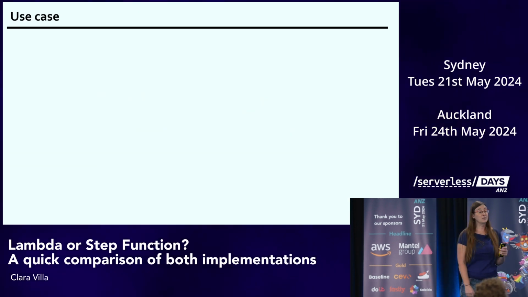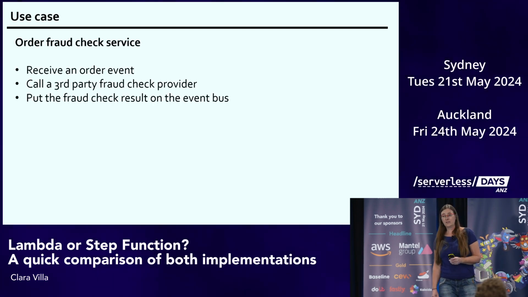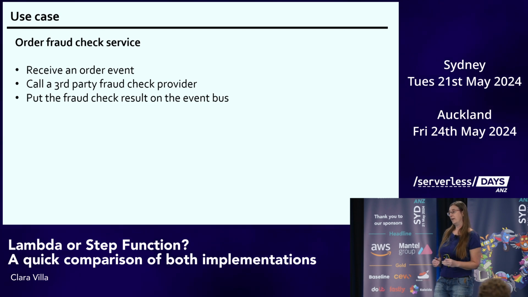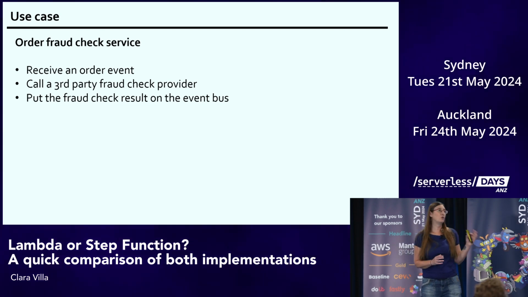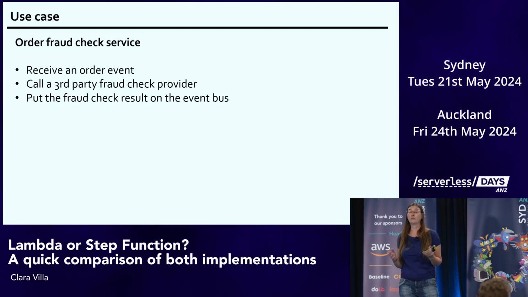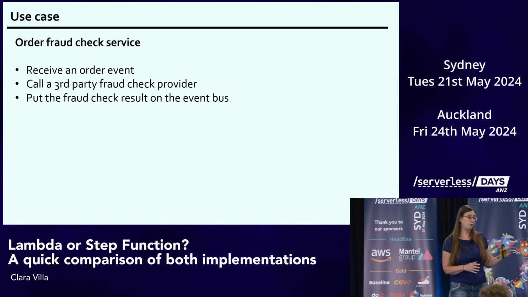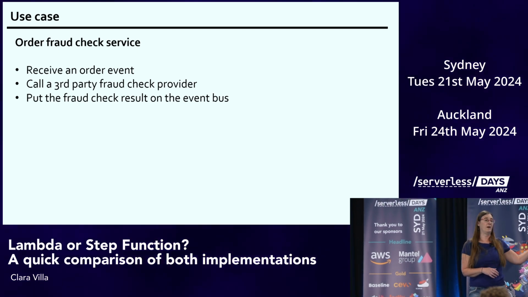So our use case for today is you're going to get tasked to build an order fraud check service. You're going to receive an event with an order created, and then you're going to make a call to a third-party provider that's going to establish if your order is likely to be a fraudulent order or not. And then you're going to take that response and put it on the bus so the order can continue its journey and be fulfilled by some other application downstream.